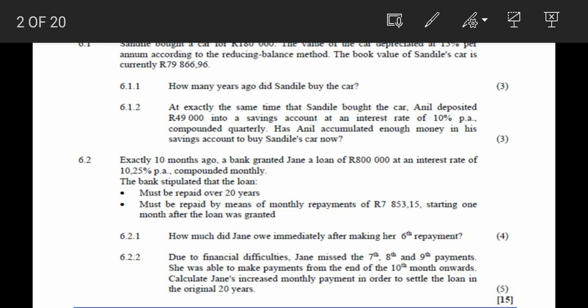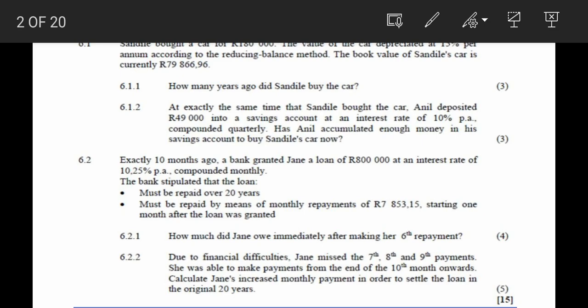6.2.2 says due to financial difficulties, Jane missed the 7th, 8th, and 9th payment. So how many payments did she miss? 3 payments. So for 3 months she didn't pay. She was able to make payments from the end of the 10th month onwards. Calculate Jane's increased monthly payment in order to settle the loan in the original 20 years. So we know since she's missing the payments, the loan will increase, right?